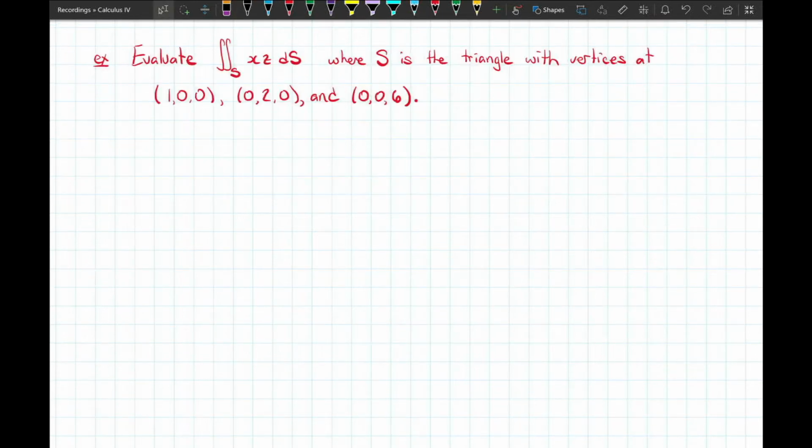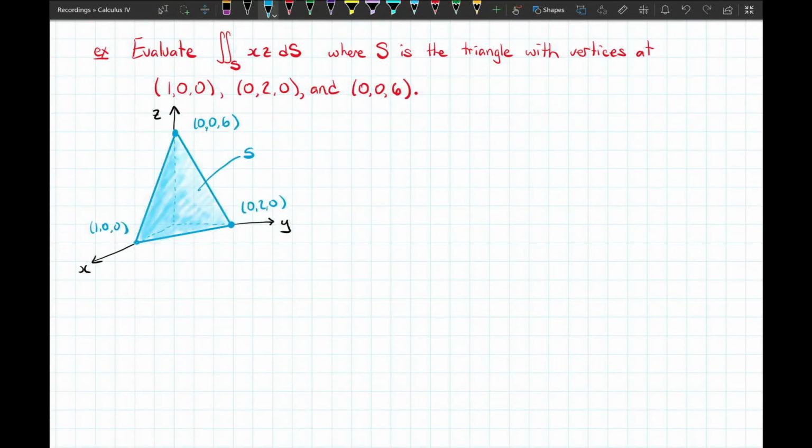Let's start off with an example of a surface that can be written in the form z equals g of xy. Here, we want to evaluate the surface integral of the function xz dS, where S is a triangle with vertices on the x, y, and z axes at these 3 points. And it might just help to try to sketch that triangle first. And there is our surface, our triangle going through those 3 vertices.